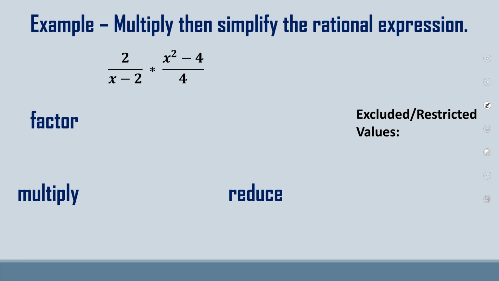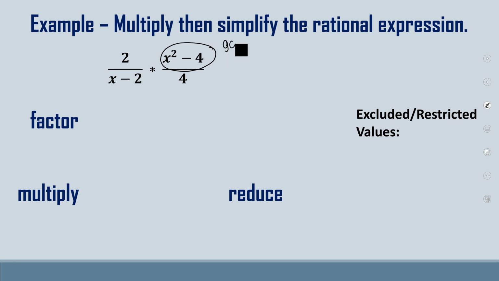Alright, so the numerator of the first one is 2 divided by x minus 2. That is multiplied by the quantity of x squared minus 4 divided by 4. Okay, there is nothing right now that you can simplify. The x minus 2 and the 2 can't be reduced because they're not exactly the same, and same with the terms in the next one. However, this numerator of the second fraction has two terms. One of them is squared.